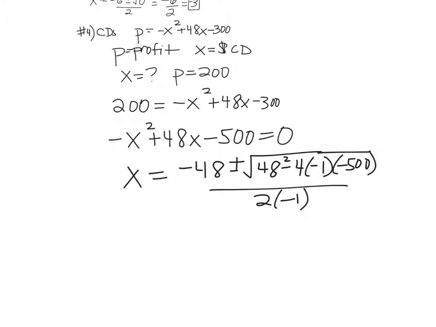So here we go. We're going to do negative 48. Should we do plus or minus first? Let's do plus. Plus the square root of 48 squared minus 4 times negative 1 times negative 500. At this point, I would hit enter and then divide by negative 2. Yeah? How do you get the square root? Oh, it's second x squared. $15.28. Okay, I'm going to do it again, but now I'm going to put minus in the middle.